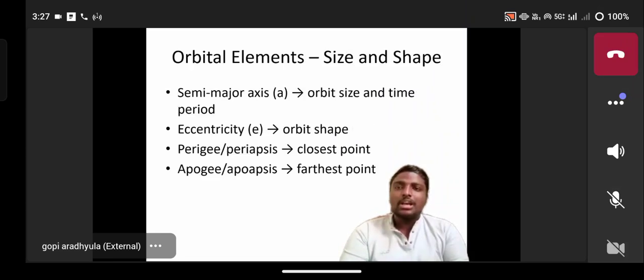There are four orbit elements for size and shape: semi-major axis, eccentricity, perigee, apogee. Now I discuss the semi-major axis: orbit size and time period. Eccentricity is the orbit shape, which we denote by e. Perigee is the closest point of approach, and apogee is the farthest point of the orbit. We can derive these four orbit elements of size and shape.